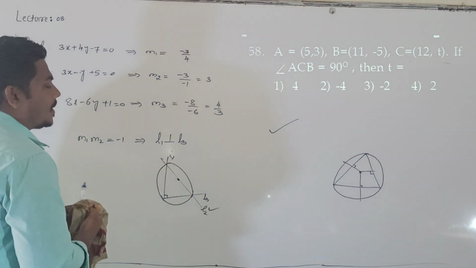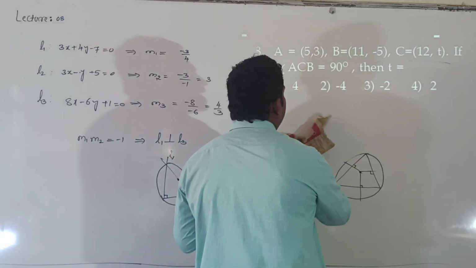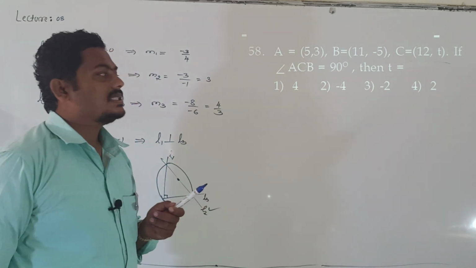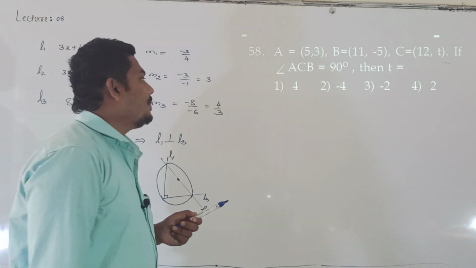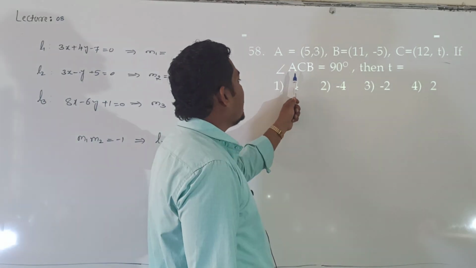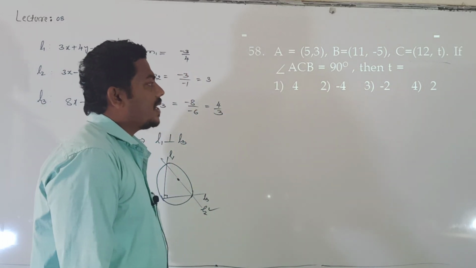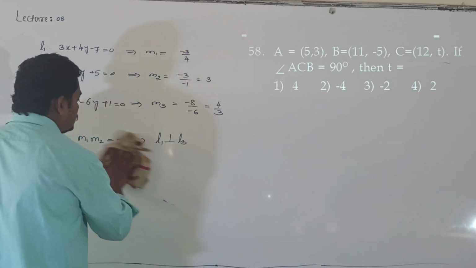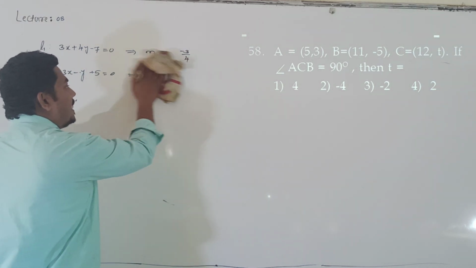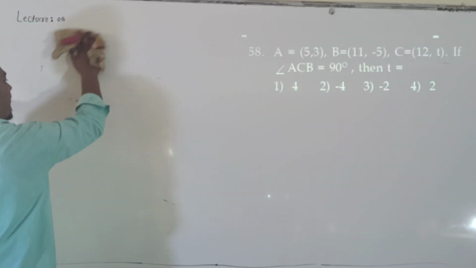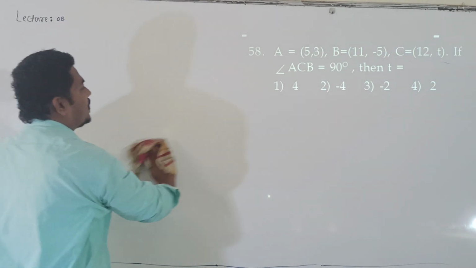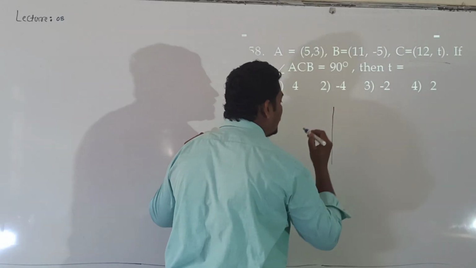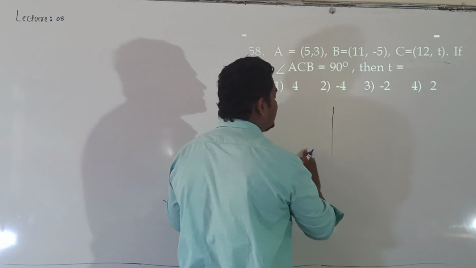Next question. Point A (5, 3), point B (11, -5), C (12, t). If angle ACB is equal to 90 degrees, then find the value of t. Angle C is 90 degrees. Clearly these points are from a right angle triangle only, right? What have they given? Angle C is 90 degrees.